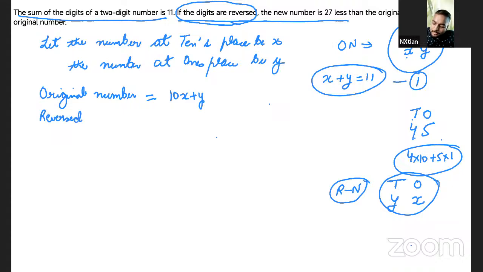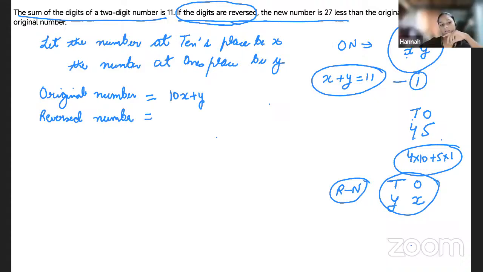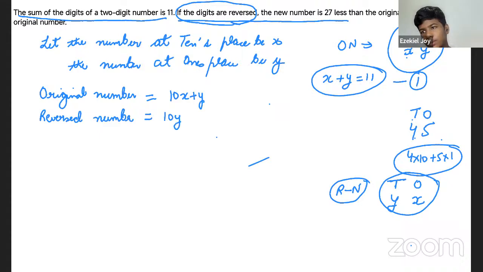Now, in the same way, we have to write the reverse number. So how will you write the reverse number? Can anybody unmute your mic and say what the reverse number is? Y plus 10x. See, y is at the tens place, so it will be 10y plus x.